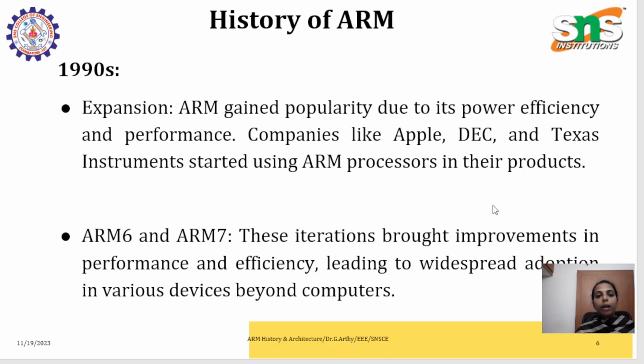And then in the 1990s, it was expanded. ARM gained popularity due to its power efficiency, that is the main advantage of ARM, and performance. Companies like Apple and Texas Instruments started to use ARM in their products. Then later on, from ARM1, ARM was developed to ARM6 and then ARM7. These iterations brought improvements in performance as well as efficiency, leading to widespread adoption in various devices beyond computers, that is mainly in mobile phones, tablets, etc.